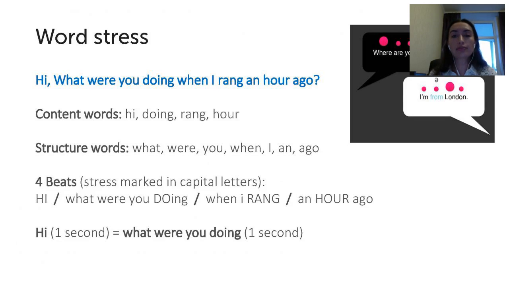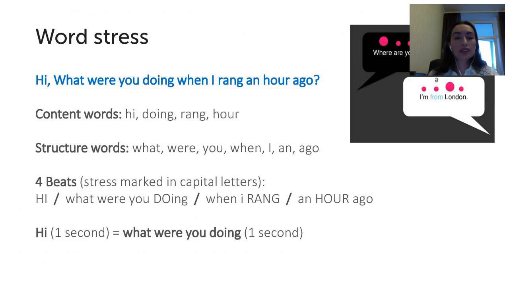Hi, what are you doing when I ran an hour ago? So the content words are hi, doing, ran, an hour. And the structural words are what, were, you, when, I, and ago. They are weak. So you have four beats. Hi, what are you doing when I ran an hour ago? And just don't forget to take a pause. Hi, what were you doing when I ran you an hour ago? Thank you.